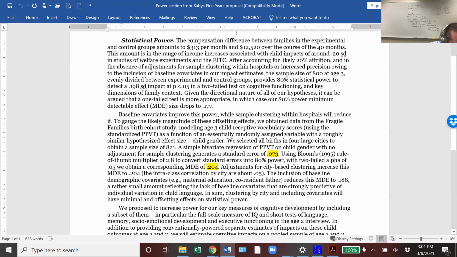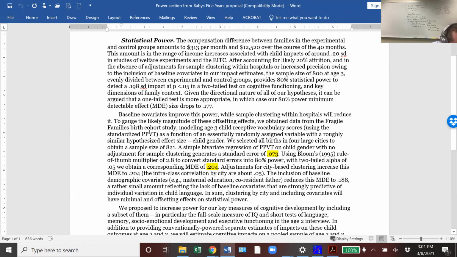All right, baseline covariates improve this power. That's what we saw from Optimal Design. While sample clustering within hospitals, the fact that the observations may not be completely independent from one another, will reduce it. To gauge the likely magnitude of these offsetting effects, we obtained data from the Fragile Families Birth Cohort study, modeling age 3 child receptive vocabulary scores. It's kind of a cognitive test.